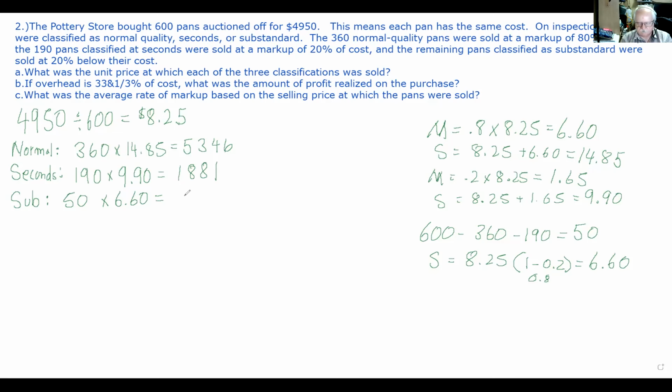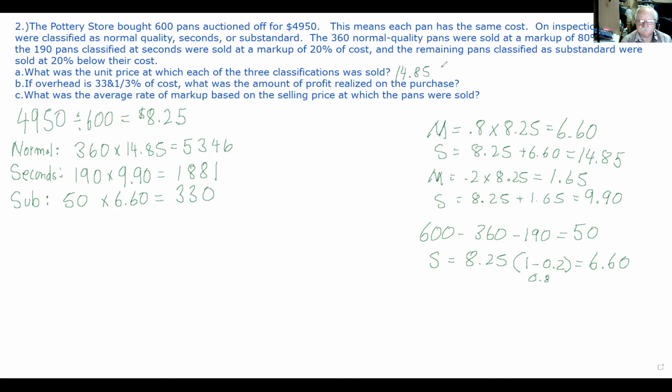So 50 times 6.6, and I'm getting 330. And a few other people were getting 330. So we now have sort of an idea of what happened here. At this point, let's look at the questions. What was the unit price at which each of the three classifications was sold? So we figured that out.